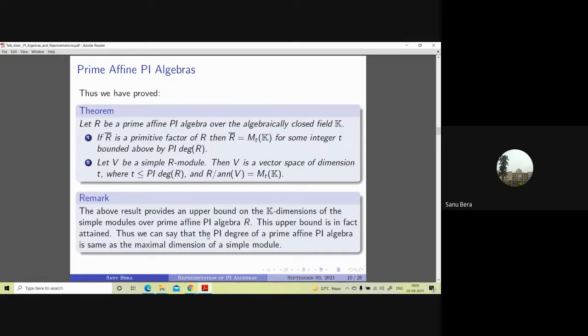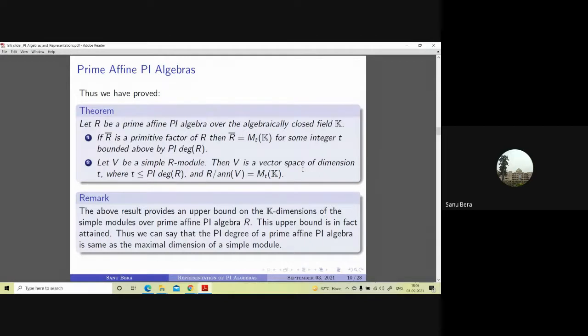Because if V is a simple R-module, then R mod the annihilator of V is a primitive ring, which will be the matrix ring. We have proved that in one. And any two simple modules over a matrix ring are isomorphic. So here V is one simple module, and K to the power T is also a simple module over M_T(K). So V is of course finite dimensional, and T is bounded by the PI degree. So in number two, we claim that any simple module over R is finite dimensional, and its dimension is bounded by the PI degree of that ring.